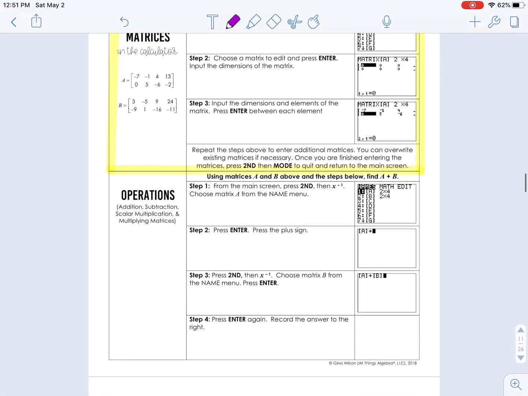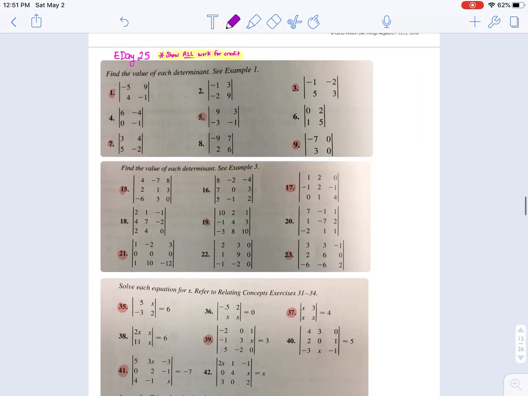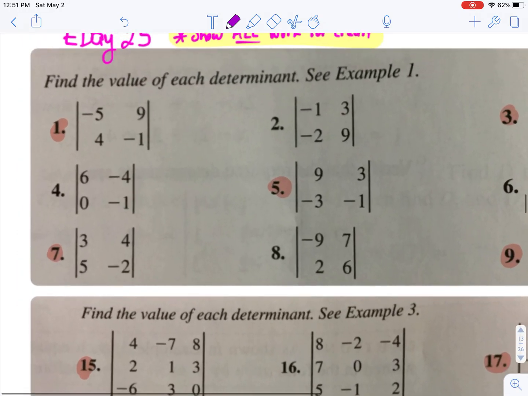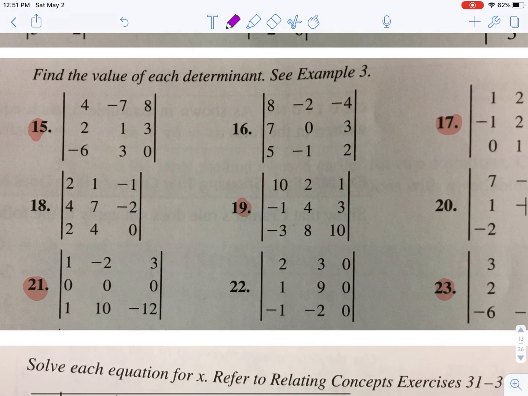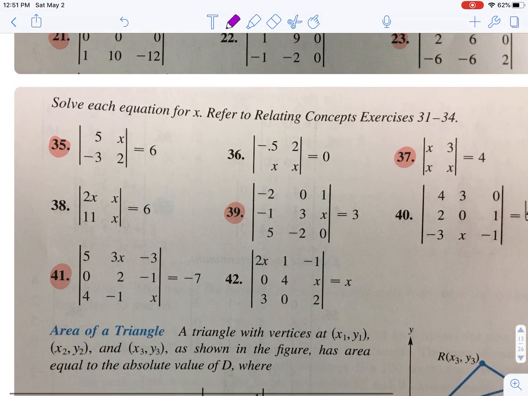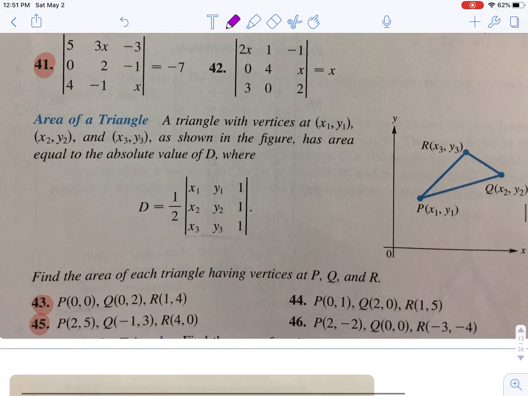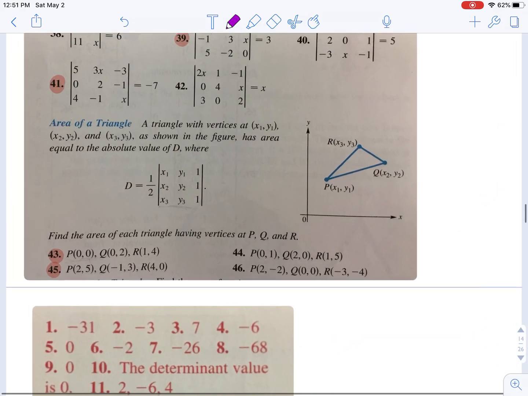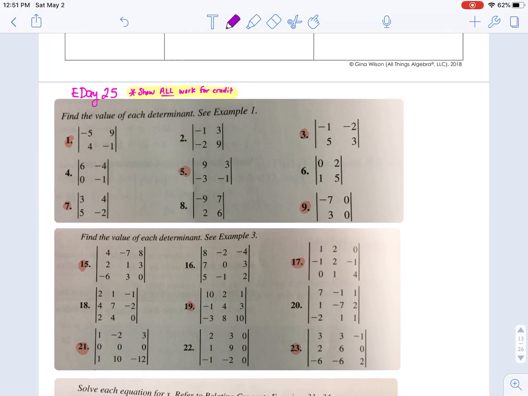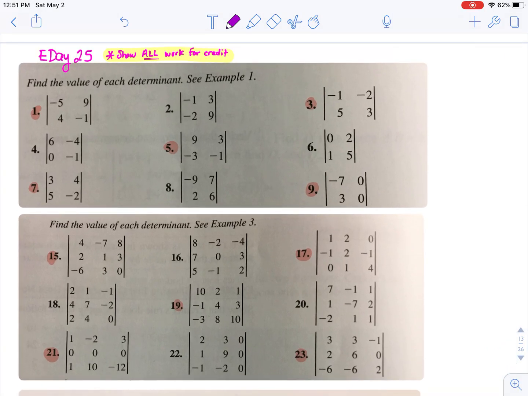So if you're good for that lesson, your homework is here. You have find the determinant, downs minus ups. I need to see for these, you repeating your rows, downs minus ups. Here you have equal signs where you're solving, and then 2 triangle problems. Remember, I need to see the work for this. I'm going to show you how to do the calculator, but remember, homework is done by hand.